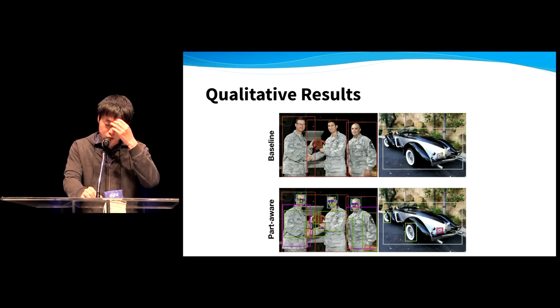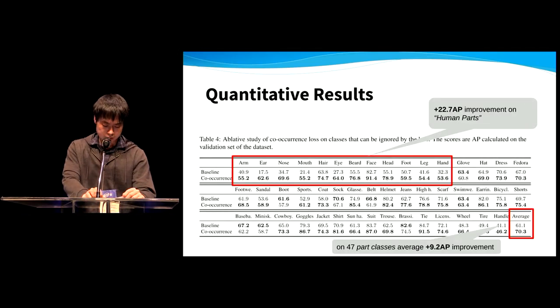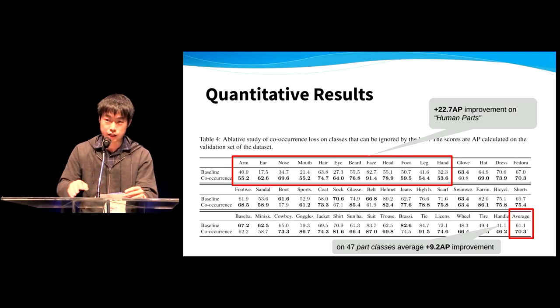Here's the qualitative comparison of training with and without part-aware sampling. The bottom row shows the prediction by a model with our method. Clearly, with part-aware sampling, prediction of parts become more confident. Finally, this is the quantitative results on the validation split of Open Images data set.